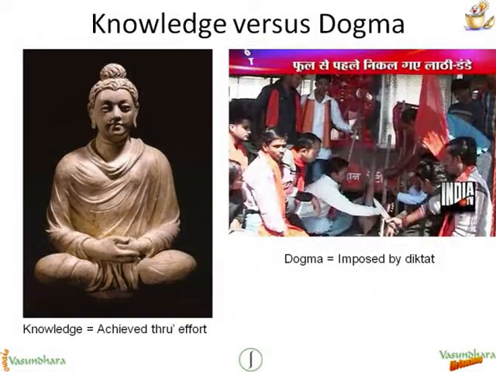The other key difference between knowledge and dogma is that knowledge is achieved through effort, and dogma is imposed by diktat. Buddha, as far as I know, never said, this is what life is, this is what you must believe, this is what you must follow. He said, I studied life and I came up with these conclusions. See if they make sense to you. Do your own experiments and come up with your own conclusions. That is what is knowledge.